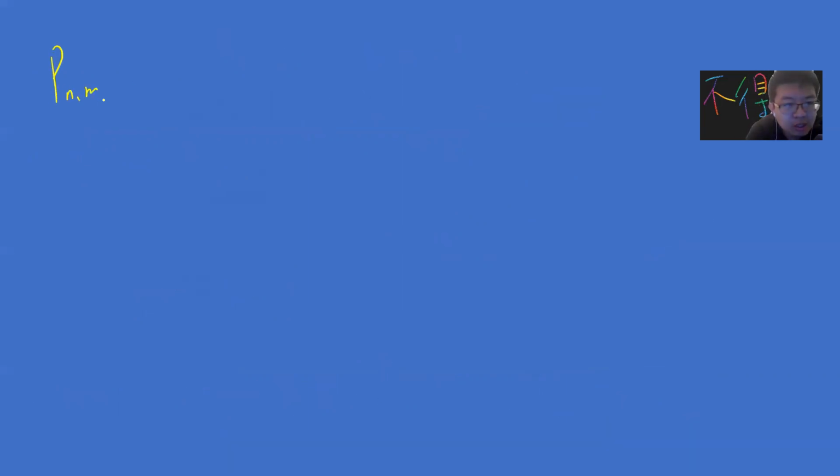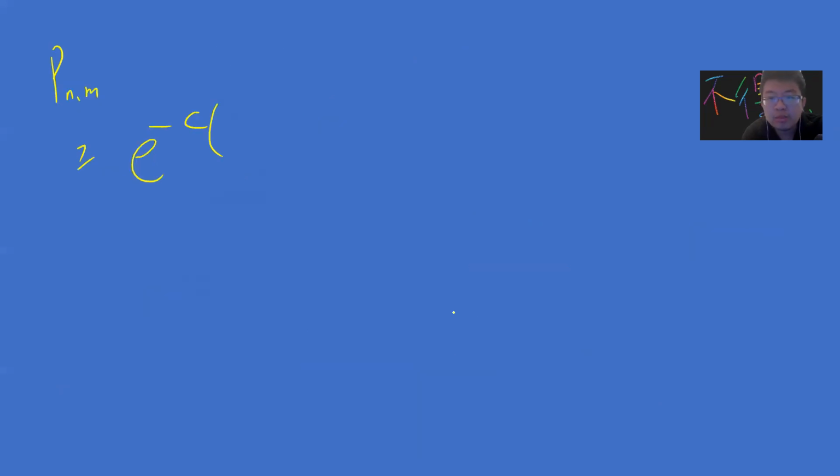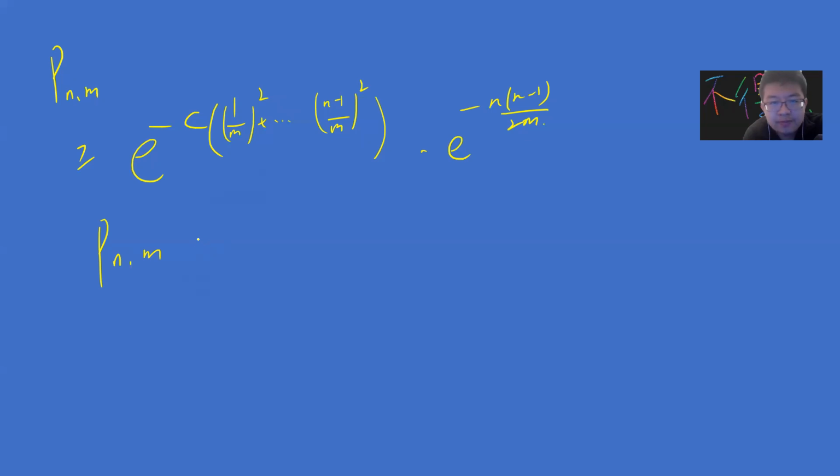Okay, so our P_{n,m} is greater than or equal to exponential negative, let's say c. So these terms will give me the same term, right? So I only need to consider this exponential minus c epsilon squared term. Okay, so I can get something which is exactly the same as what I did. And then for these terms, I get the 1 over m squared of the 1 over n minus 1 squared. So our P_{n,m} contains some lower bound, where there is a constant c.